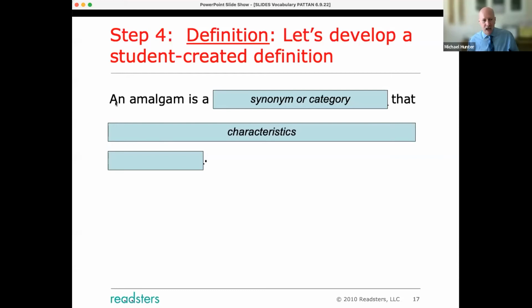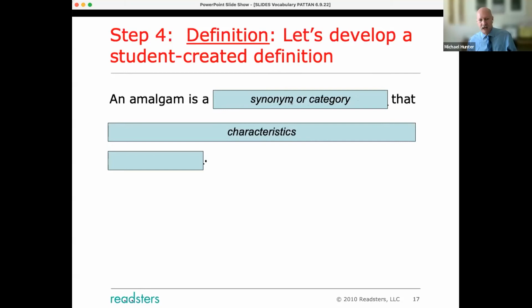So we've got our word, and then we're going to decide on what's a good category or synonym for amalgam. Does amalgam fit into a category, or what's a good synonym, something we can put in here that amalgam is? And then we're going to give characteristics that make amalgam different from some other things that might fit in the category or some other synonyms.